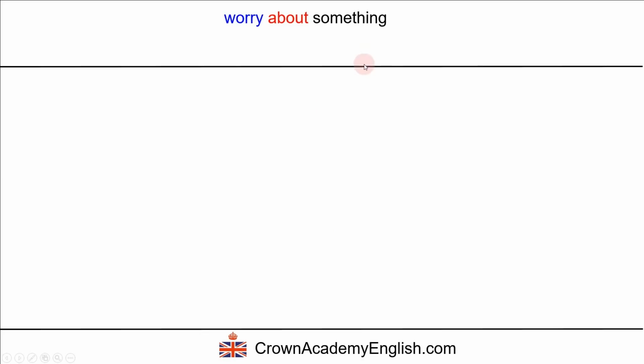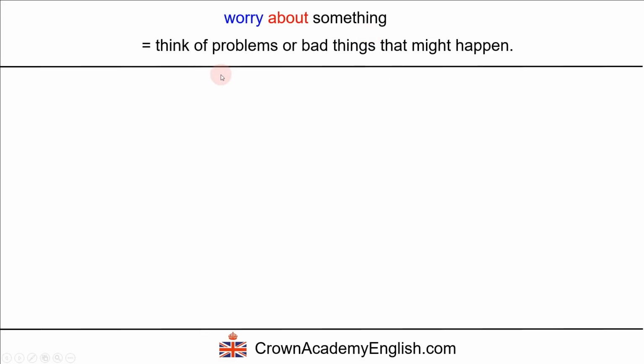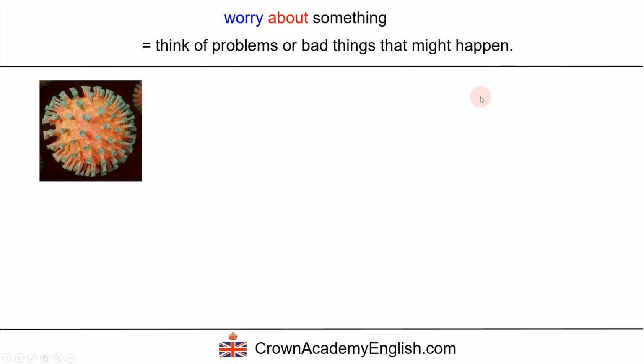To worry about something. This means think of problems or bad things that might happen. So Mark is worrying about the coronavirus. Worry about something. Verb, preposition, noun phrase.